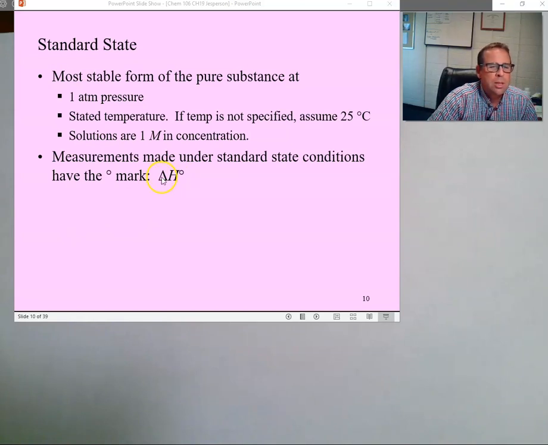Here we go. So the knot on the delta H is an indication that we're at standard conditions, standard temperature, standard pressure of 1 atmosphere. All right, standard temperature means room temperature, 25 degrees, 298 Kelvin. And solutions, if there's anything that's aqueous, are at 1 molar concentrations. All right, so that's what that little knot means there.